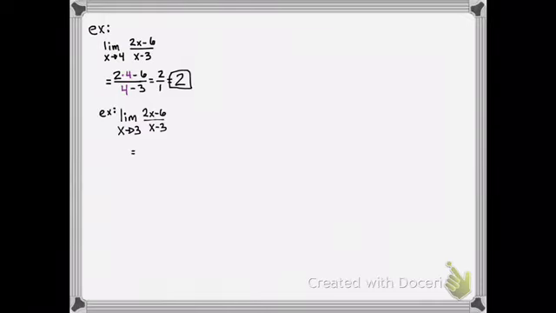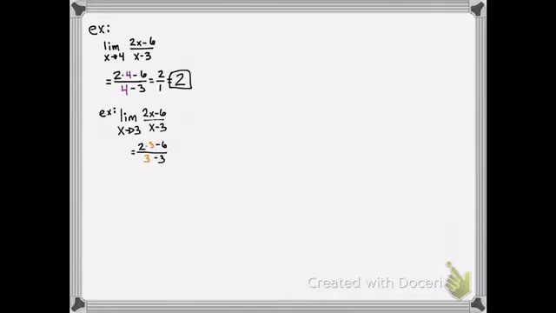Everything else is going to stay the same. It's still going to be a 2 here, but instead of putting an x there, we're going to put a 3 in its place. Same thing in the denominator. Everything else is going to work out the same. This is still minus 6. This is still minus 3.